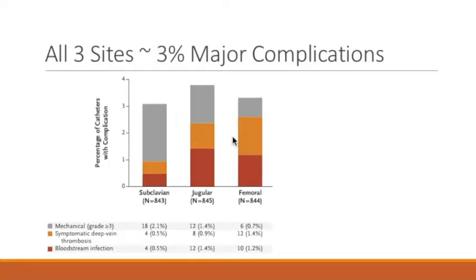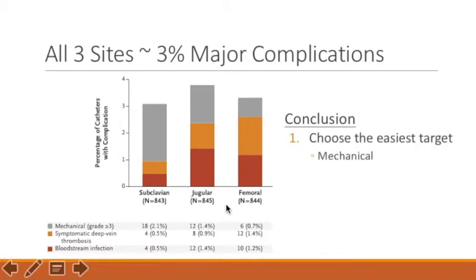So when comparing the three major veins for cannulation, they all have a similar complication rate according to the 3 Sites trial published in 2016 in the New England Journal of Medicine. It was a trade-off in terms of what complications you saw. So subclavian had a major rate of pneumothorax requiring chest tubes, femoral access had a high rate of DVTs, and then jugular vein has a mix of those two complications.